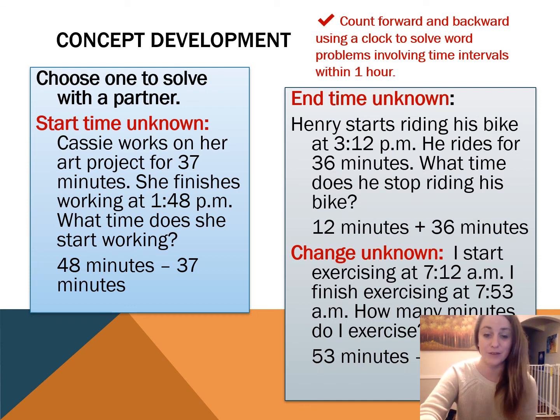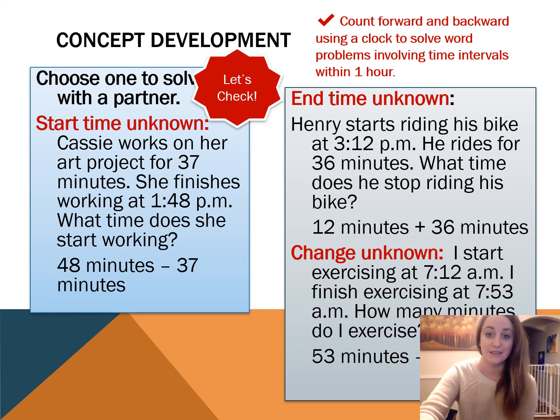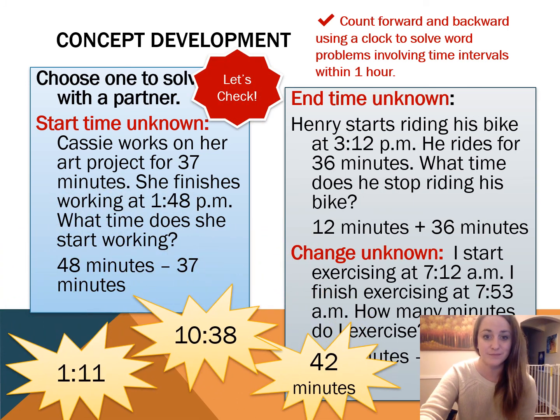Here's another group of examples. Casey works for the start time unknown. Casey works on her art project for 37 minutes. She finishes working at 1:48. What time does she start working? If I want to find what time she started working, I would subtract 37 minutes from 48 minutes. Let's check that work. That would be 1:11. She started working at 1:11.